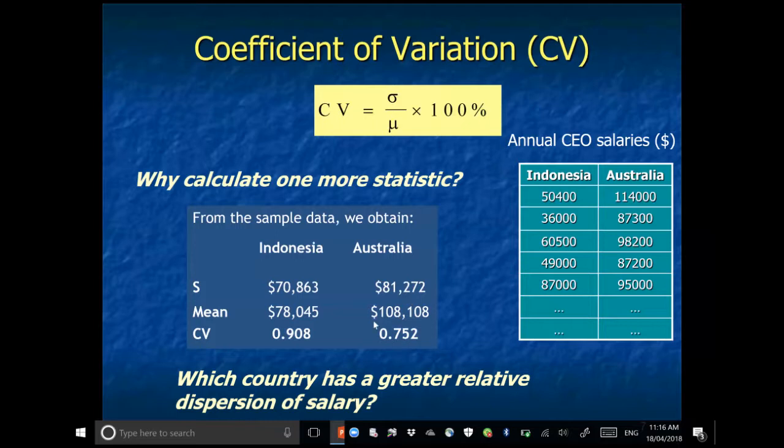So in this case, this number, which converts the dispersion or standard deviation into a percentage of the mean and compares that percentage, is called the coefficient of variation. Okay, so it is basically expressing the standard deviation as a percentage of the mean salary in this case.